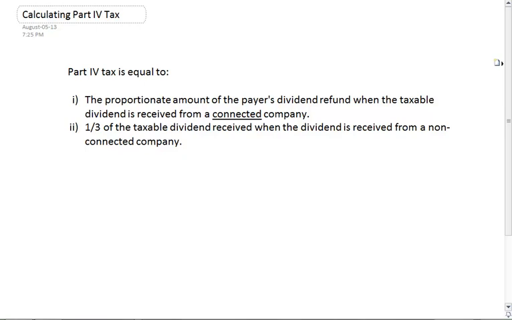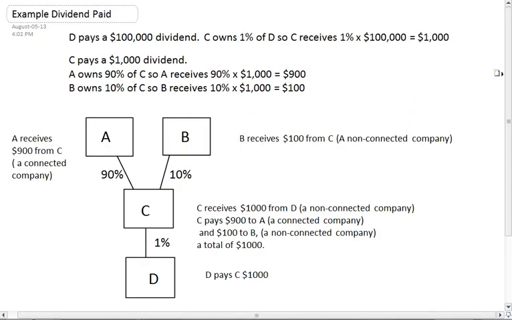Part 4 tax is equal to the proportionate amount of the payer's dividend refund when a dividend is received from a connected company, and it's equal to 1/3 of the taxable dividend received when the dividend is received from a non-connected company. So the amount of Part 4 tax depends on whether the company that's paying the dividend is connected to the company receiving the dividend. Let's see how this works in practice using that example corporate structure.